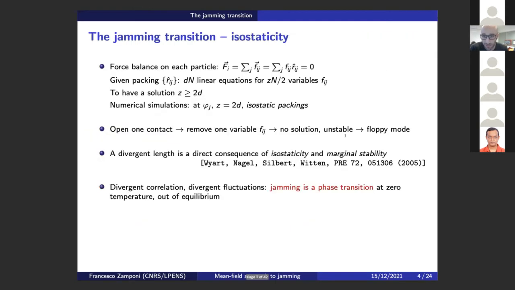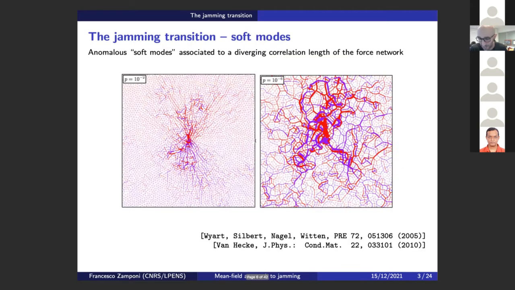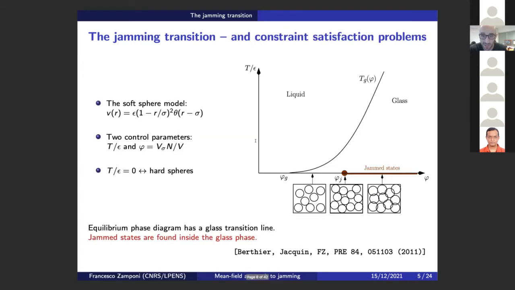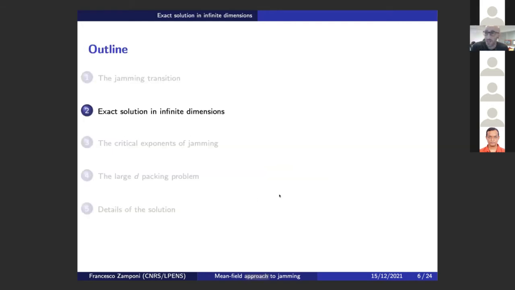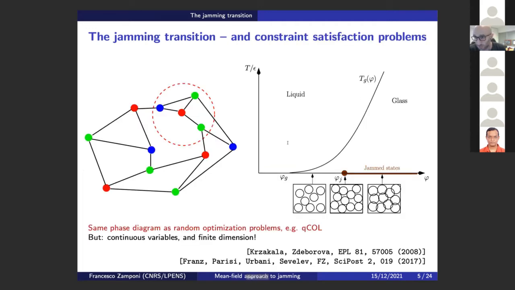You look at this picture and you see that the correlation length is growing, and it's a power law of the pressure. So when pressure goes to 0, the correlation length diverges as a power law. So in this sense, it's easier than the glass transition. And as I just said, this is a SAT-UNSAT transition for a constraint satisfaction problem with continuous variables. Okay, now, how do we try to make a theory of that? Building on this observation that we can use equilibrium statistical mechanics, try to construct glass states, and then go to 0 temperature.